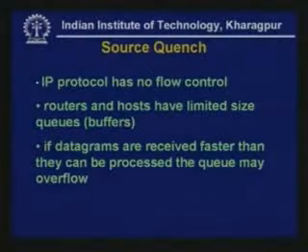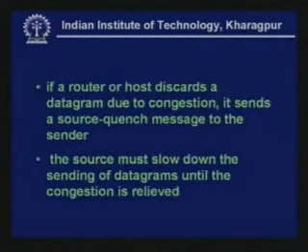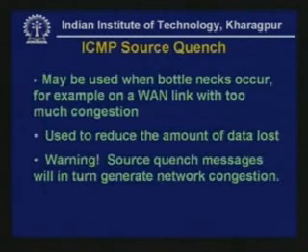So if datagrams are received by routers faster than they can be processed, the queue may overflow. In that case, it asks the sender to slow down. If a router or host discards a datagram due to congestion, it sends a source quench message to the sender. The source must slow down the sending of datagrams until the congestion is relieved. This may be used when bottlenecks occur, for example, on a WAN link with too much congestion. It is used to reduce the amount of data lost.